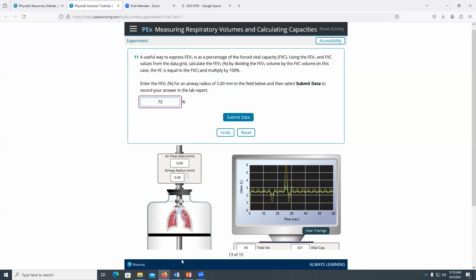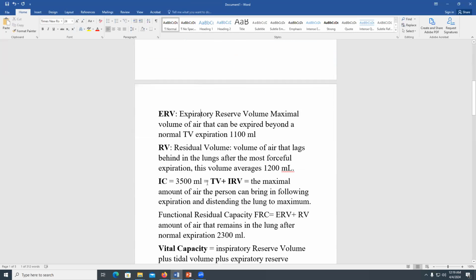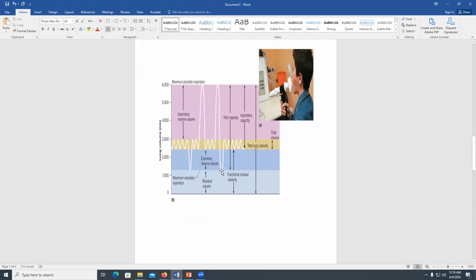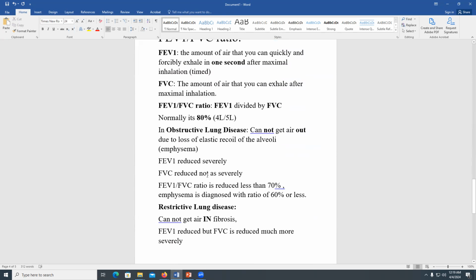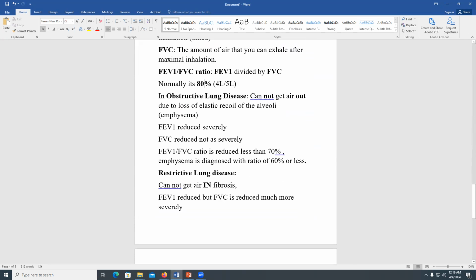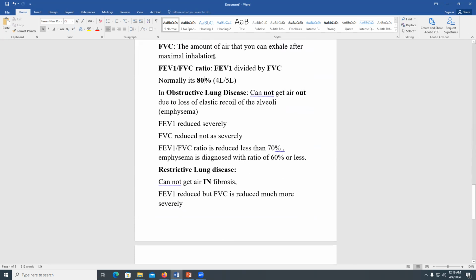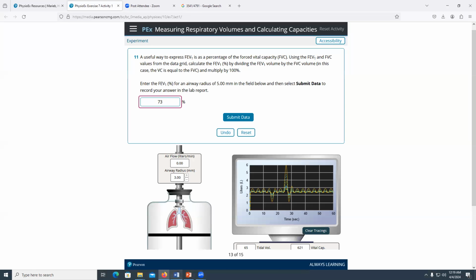I know from my lab that it should have been 80. If it drops below 80, that makes it obstructive lung disease. If it goes above 80, that makes it restrictive lung disease. So now I'm no longer getting 4 liters out. I'm getting even less than 4 liters out. So let's say 73%. Submit data.